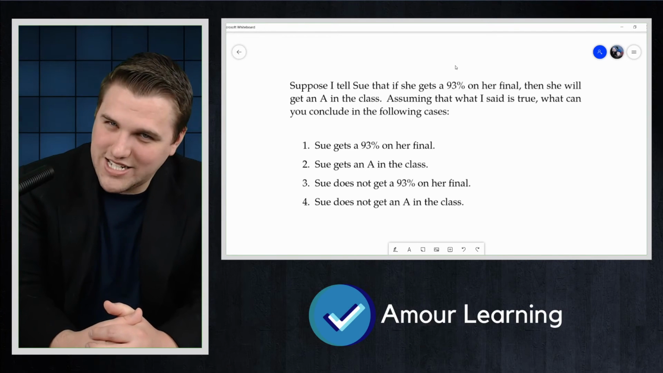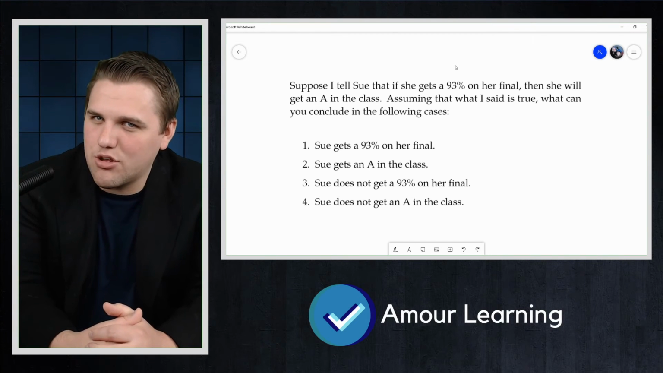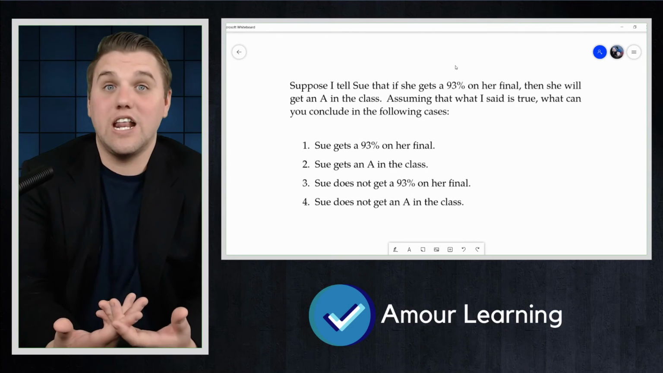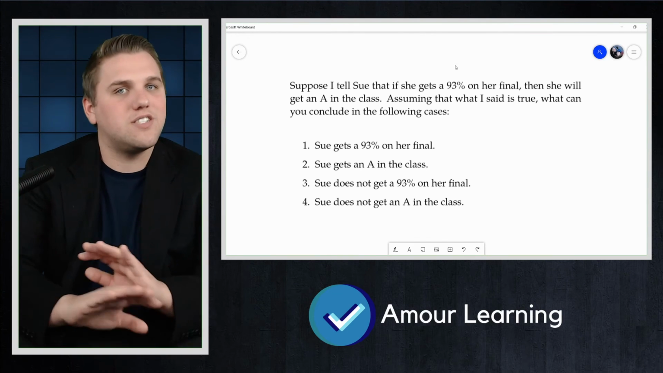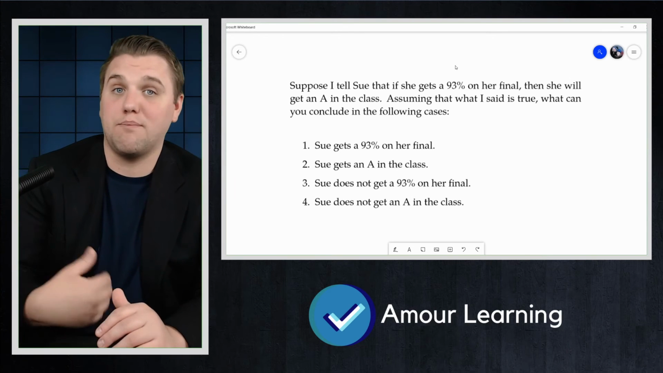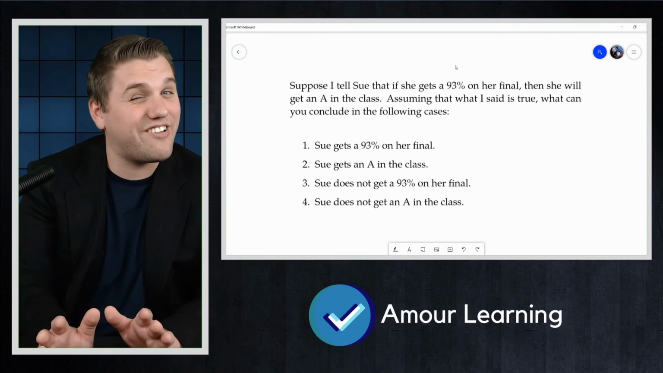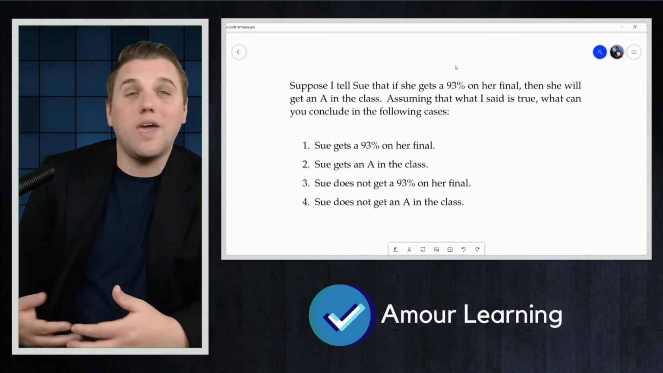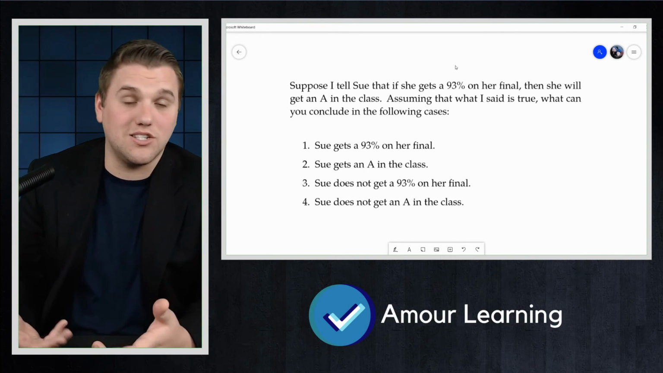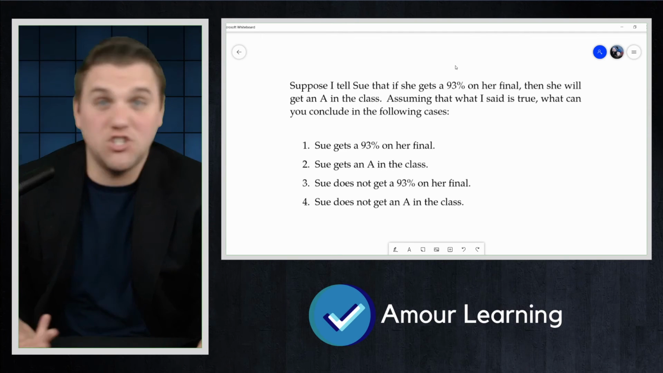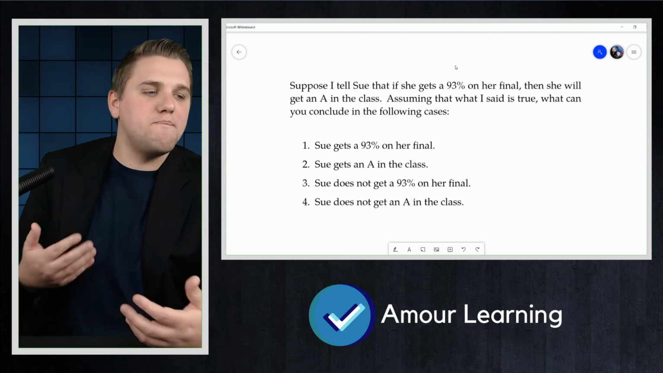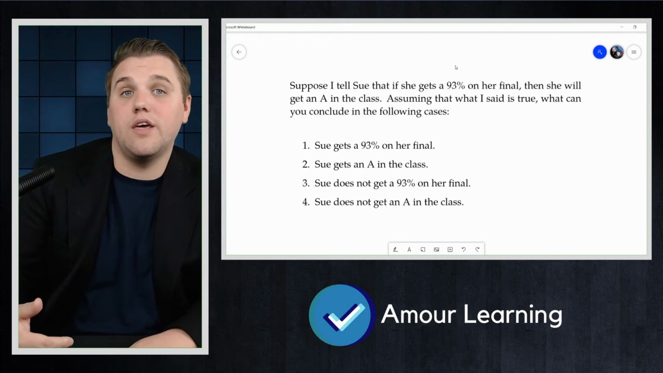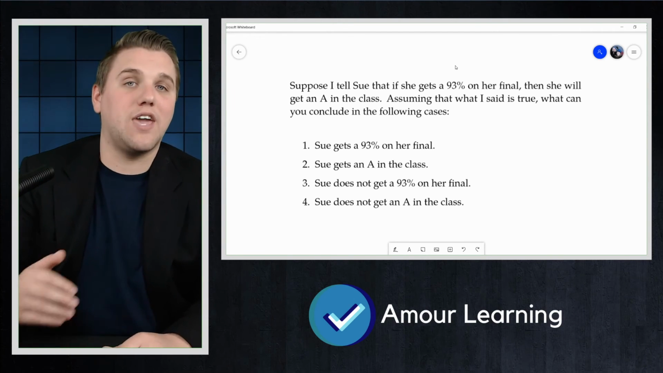Well, not quite. We can't say that she got a 93%. And this is where it gets a little tricky. We want to say that she got a 93% on her test, but the converse is not necessarily true. Just because P implies Q is true does not necessarily mean that Q implies P is true. What can we conclude? Well, we can't really conclude anything because she could have gotten a 94%. She could have gotten a 97%. There are many things that could probably get her to that A. I just gave her one sufficient way of getting an A.